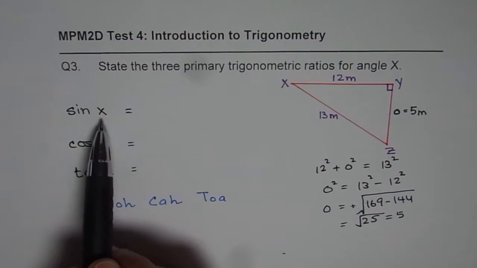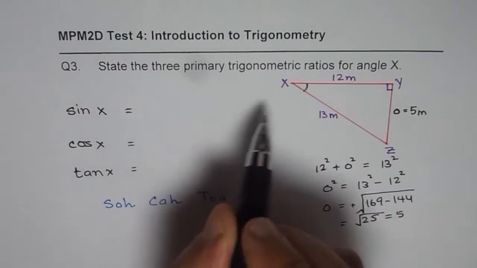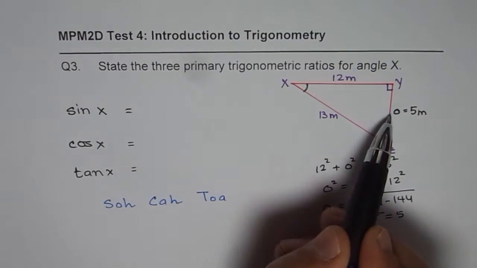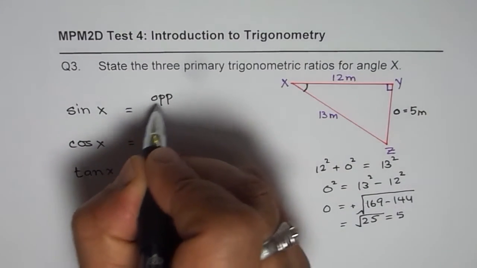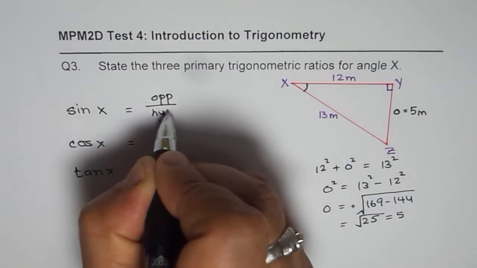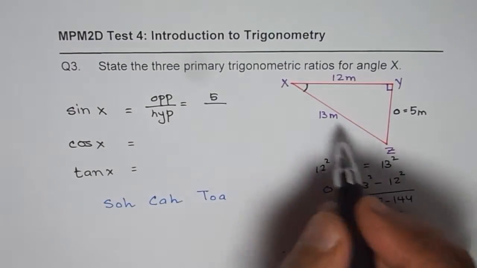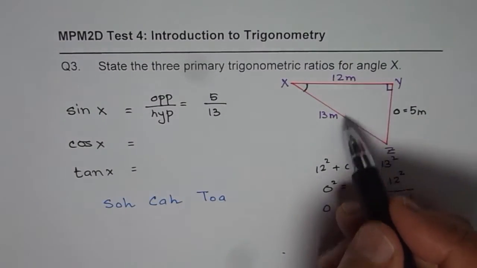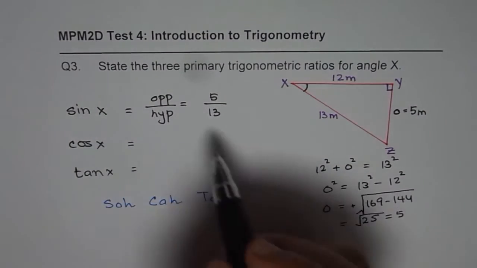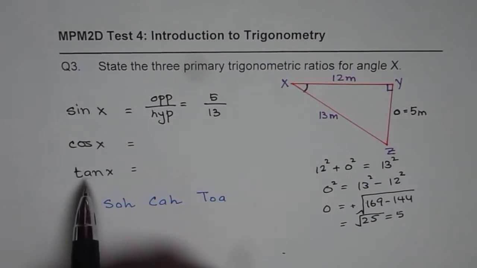Sine x will be, so we are talking about this angle. If you see, opposite side is 5, so we have 5. Let me first write opposite over hypotenuse here, and then opposite side is 5, so 5 over hypotenuse is 13, the longest side, which is opposite 90 degrees. So 5 over 13 is actually the exact value of sine x.